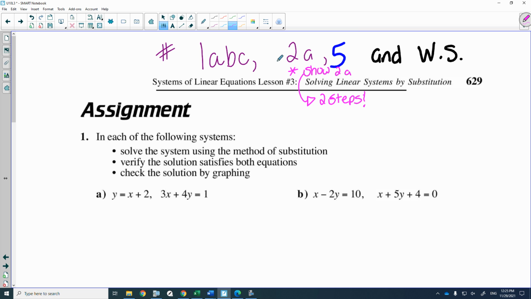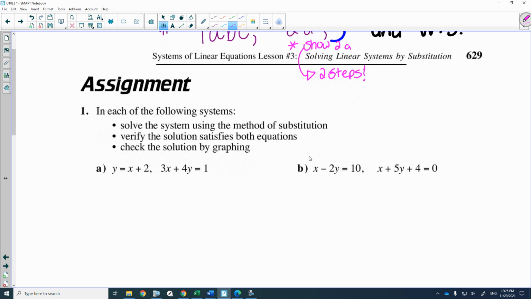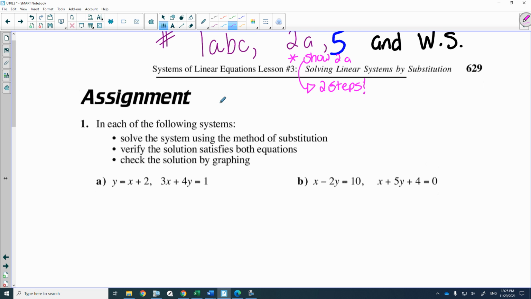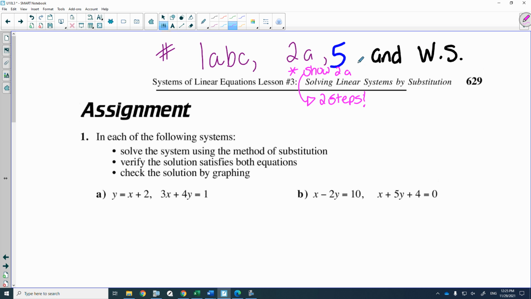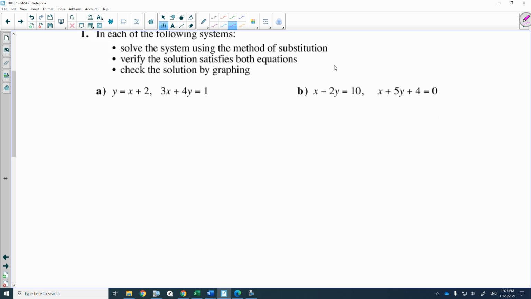So very few up here, but you're going to have a worksheet where you're going to practice this. Okay, and some of you were not paying attention to this, so I worry a little bit. Okay, so 1 ABC, 2A, and I'm going to show you number 5, because number 5 we actually have to do in 2 steps. That's the only way we could get number 5 done. Okay, so let's talk about this.